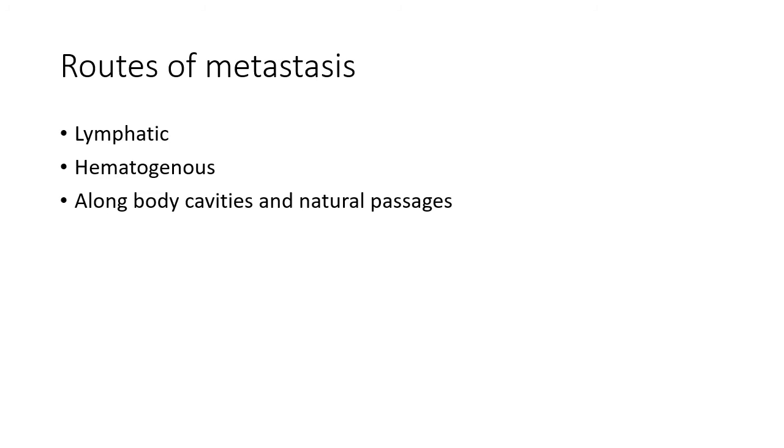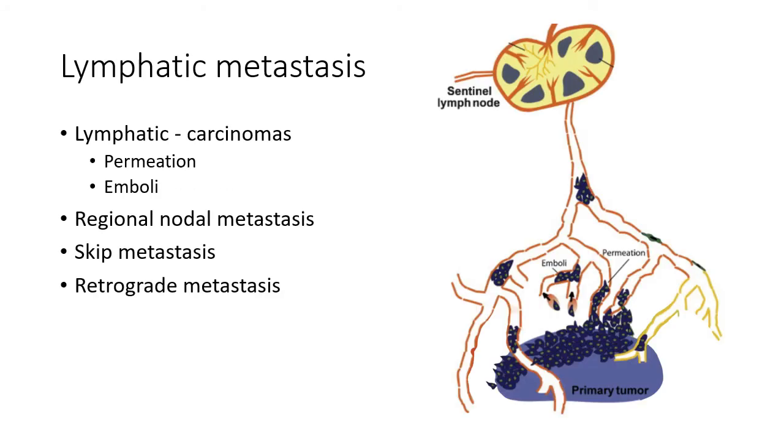Coming to the routes of metastasis, metastasis can take three different pathways. One, through the lymphatics, which is most common, lymphatic spread. Number two, hematogenous spread or spread through the blood. And number three, spread along body cavities and natural passages. We will see each one separately. First, talking about the lymphatic spread. As a general rule, carcinomas. What is carcinoma? I told you, tumor arising from epithelial tissue. As a general rule, carcinomas take the lymphatic pathway of spread or metastasis, and sarcomas take the hematogenous route for metastasis.